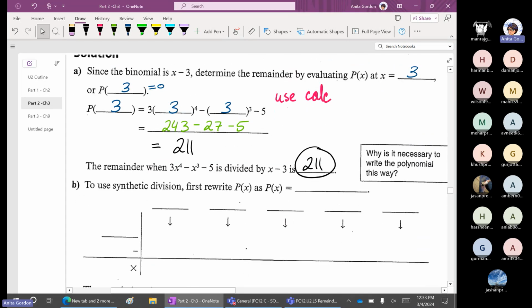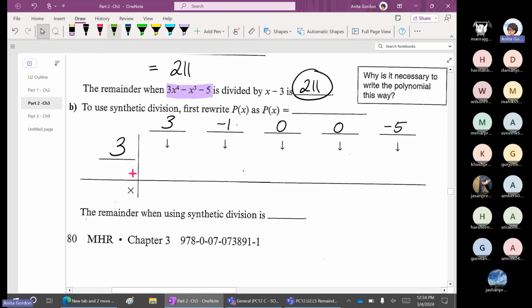So I'm putting in my polynomial in descending order using zeros to represent degrees that are not there. Okay, so highest degree is 4. Coefficient, 3. Next degree is 3. Coefficient, negative 1. Next degree is 2. I do not see an x squared, so I put a 0. I do not see an x, so I put a 0. Last thing I do is my root. My point of interest is the number 3. That is my divisor.